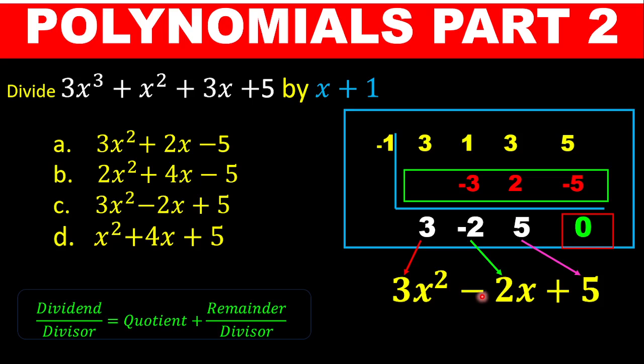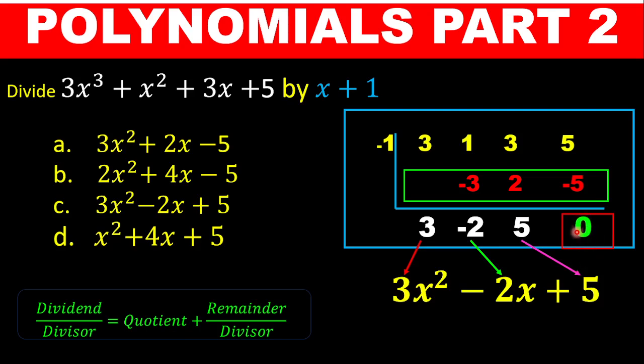Okay, so you can see clearly that the one that matches is going to be option C. So option C, we have 3x squared minus 2x plus 5. Now on the downside, let me explain this carefully. What happened is that here the remainder is 0.